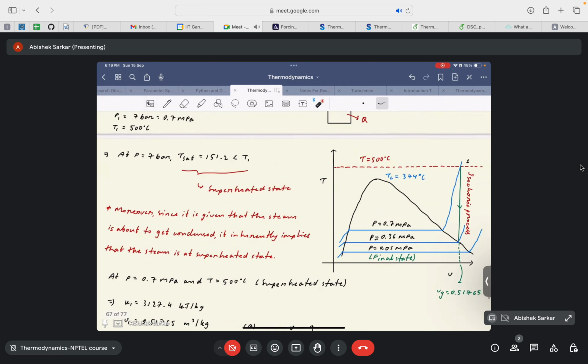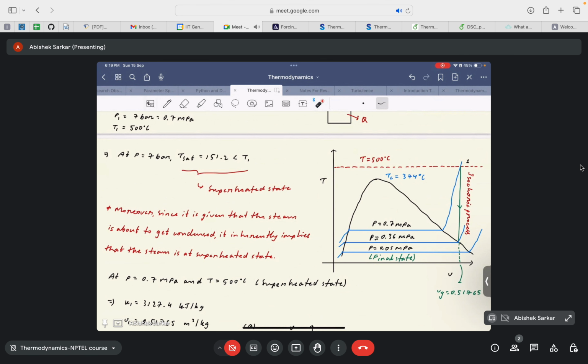Okay, so because this is a T-v diagram, we can draw a straight line downwards and reach up to the saturation vapor line. Okay, because it is the point at which the steam will start to condense. So once we reach there, we can draw a corresponding isobar to indicate the point at which the steam will just start to condense.